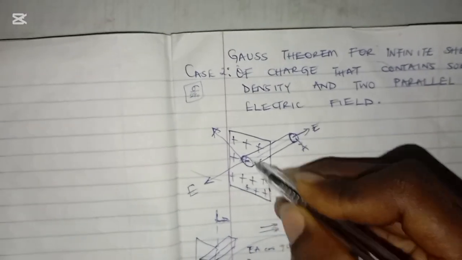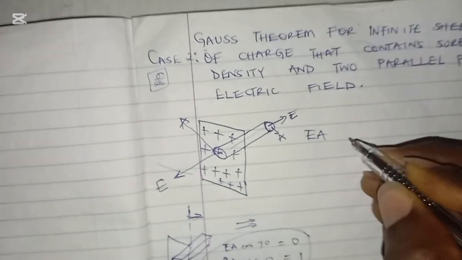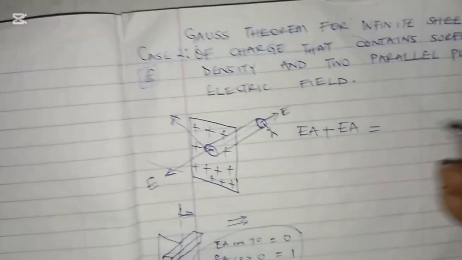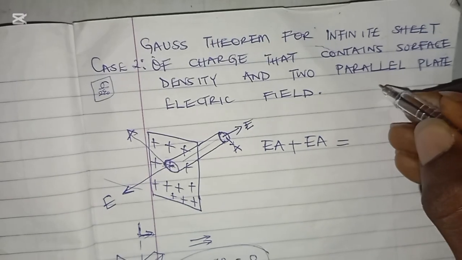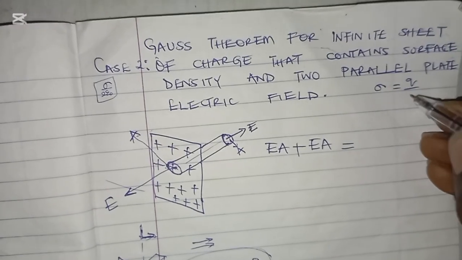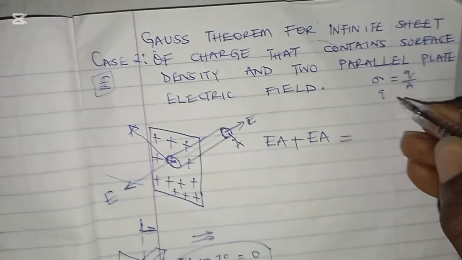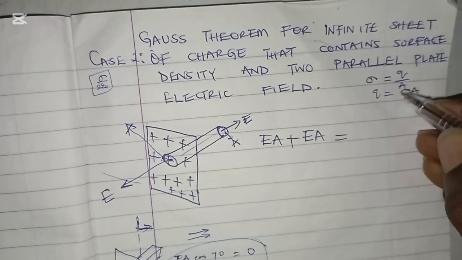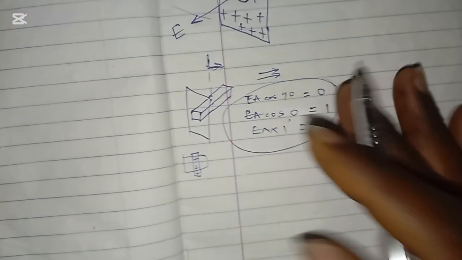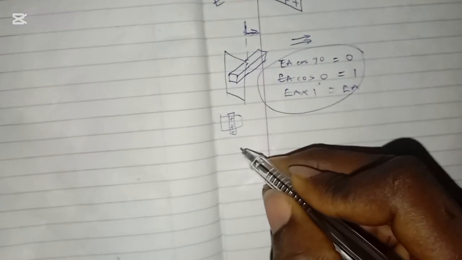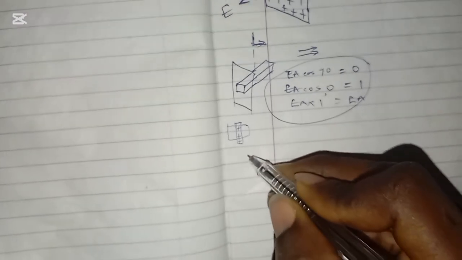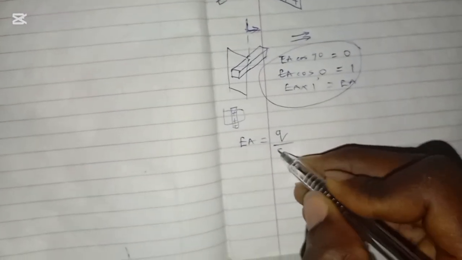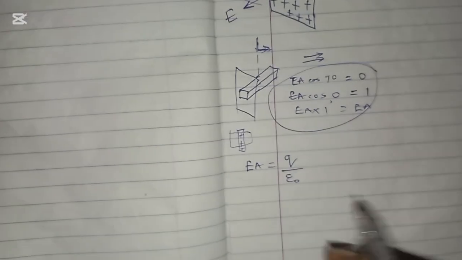There are two things here. So I have EA on this one plus this EA, and it is equal to, remember that surface density is given by Q over A. That means Q will be equal to surface density times A. Then remember the electric flux, applying Gaussian theorem, it states that EA is equal to charge over permittivity of free space, if you still remember our first class.